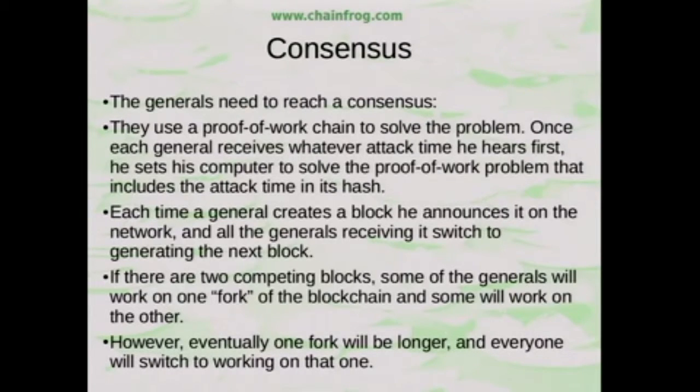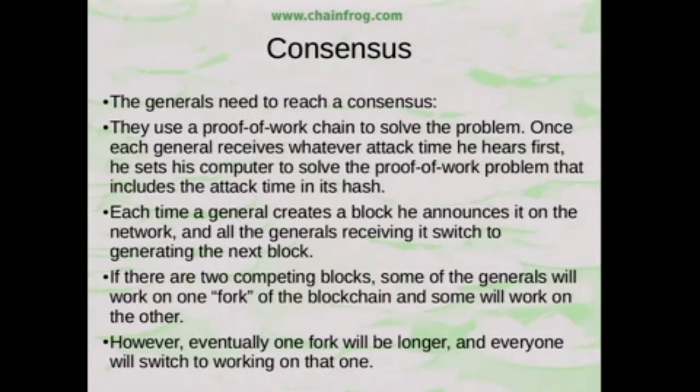Nakamoto proposed this proof of work chain to solve the problem. Once a general receives a proposed attack time, he sets his computer to work on a proof of work problem that includes that attack time in the block of data to hash. And we were talking about generating these blocks and setting a difficulty so that you can't instantaneously make one. So every time a general creates a block, they announce it on the network, and all the generals that were working on the blockchain switch to generating the next block.